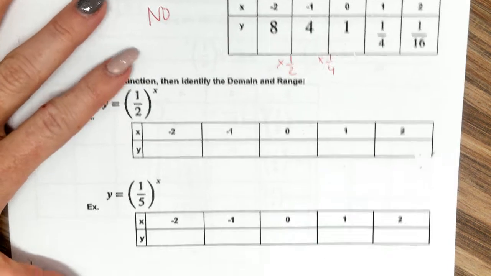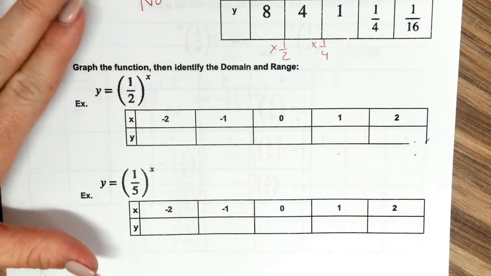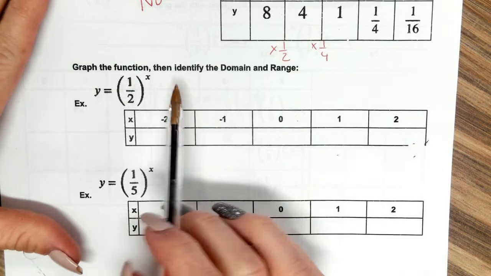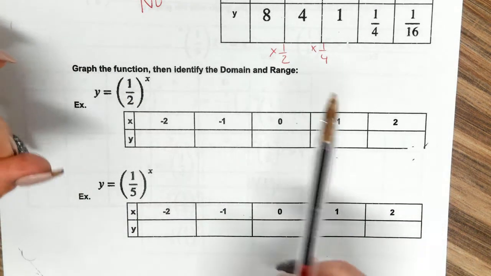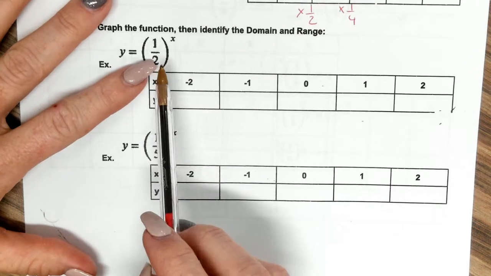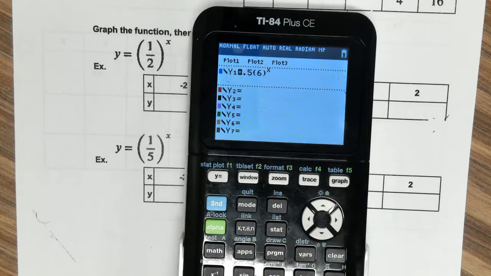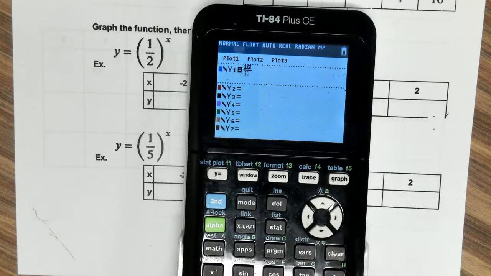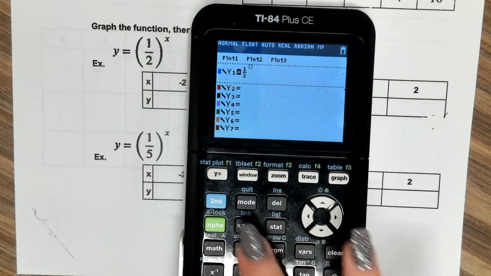All right, at the bottom, it wants you to graph, but we're not going to graph on these. We're just going to fill out the table. But it wants us to fill out the table for the function and then identify the domain and range. So where would I go in my calculator to fill this out? So I would go to y equals. I would put in 1/2, tab out to the x power.